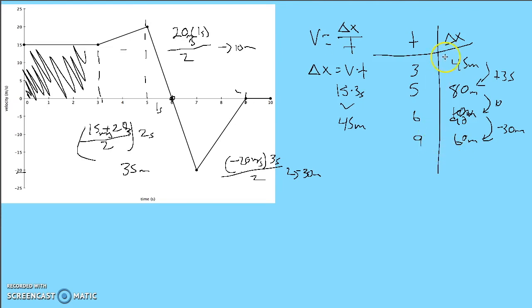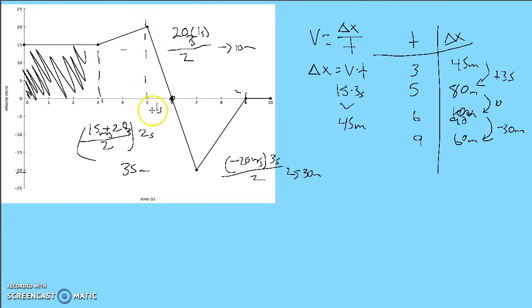So we can go ahead and we're going to sketch this into a graph. Before we do, I want to look a little bit more at this graph. So what can you tell me about the velocity from 3 to 5 seconds? If you look carefully, it says the velocity is increasing. It started at 15 and then it ended up at 20. That would be an increase in velocity.